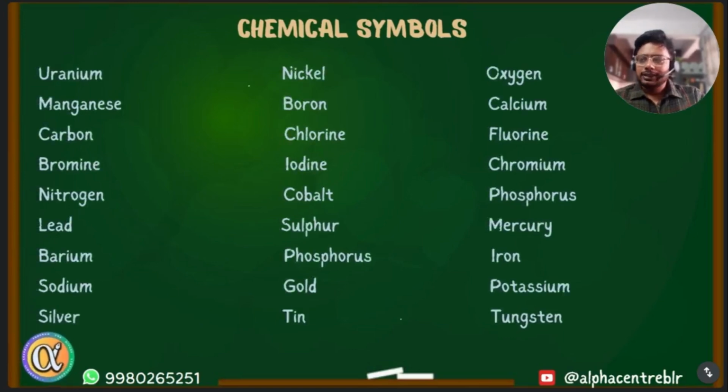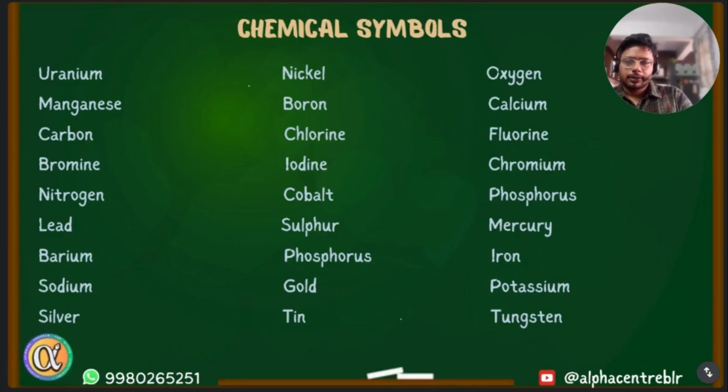Let's quickly check your knowledge of symbols. Manganese, Mg. Is that correct? Is Mg correct for manganese? No, Mg is only magnesium. Please try to participate, whatever you know. Don't feel shy. Mn, sir? Mn is for manganese. Good.